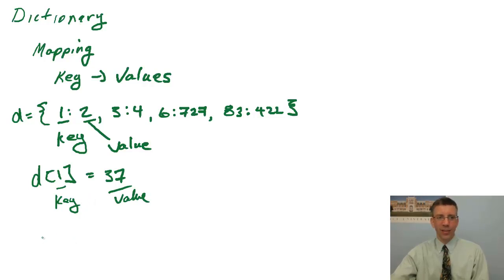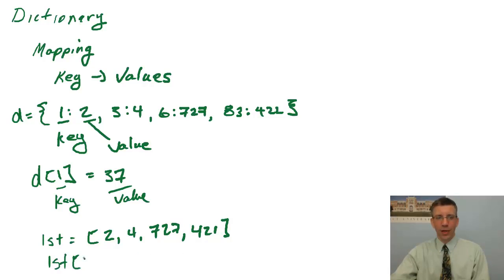So if we had a list that equals 2, 4, 727, 421, okay, and I access it like this, list bracket 0, okay, I'm going to get the 0th element. This is the same looking syntax as the dictionary. Okay, the key here is 0. The key here was 1.